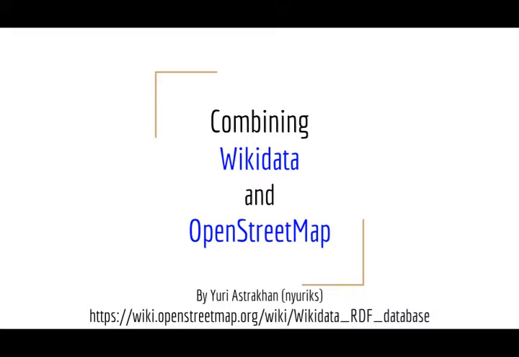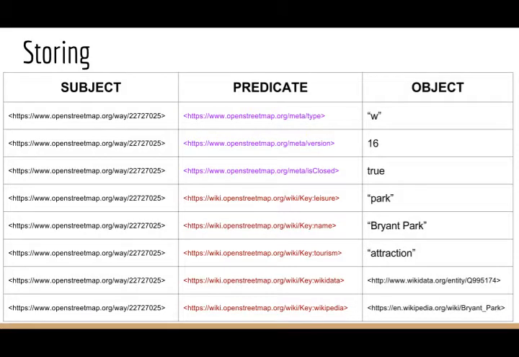Hello, I would like to demonstrate a database that combines Wikidata with the OpenStreetMap data in a single RDF store, otherwise known as a triple store. We can imagine a triple store as a giant single table with three columns. All of Wikidata and OSM data is stored in that giant table together.